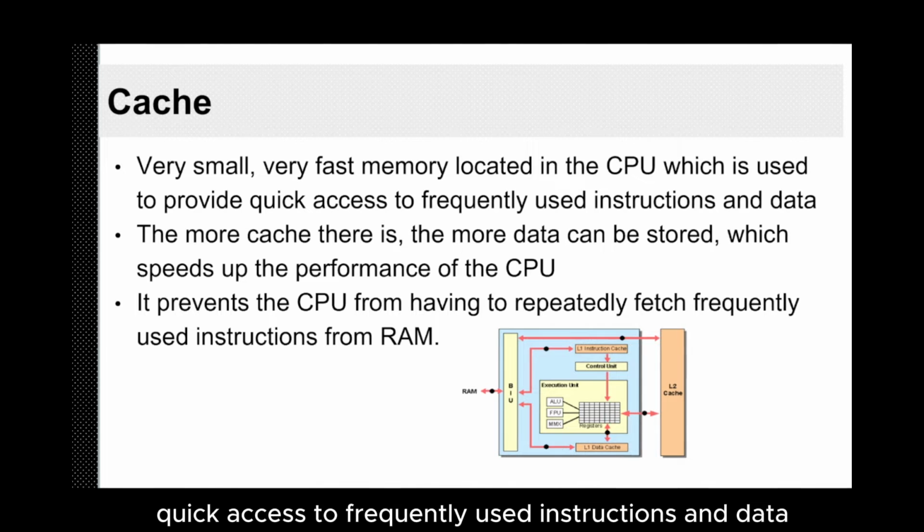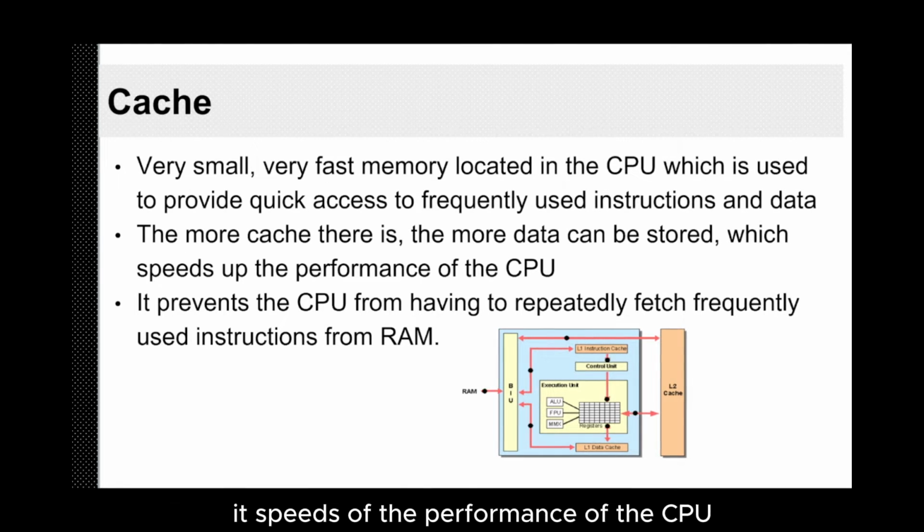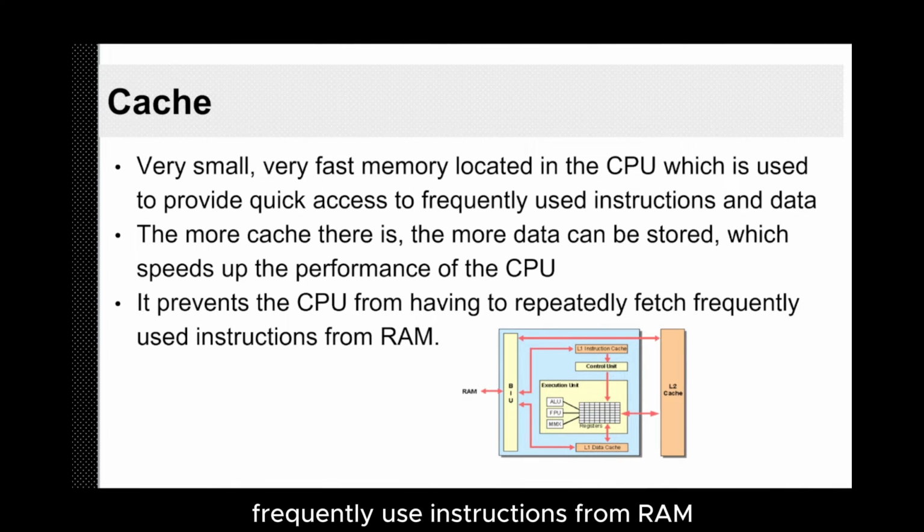Next is cache. Cache is very small, very fast memory located in the CPU, which is used to provide quick access to frequently used instructions and data. The more cache there is, the more data can be stored. It speeds up the performance of the CPU. It prevents the CPU from having to repeatedly fetch frequently used instructions from RAM.